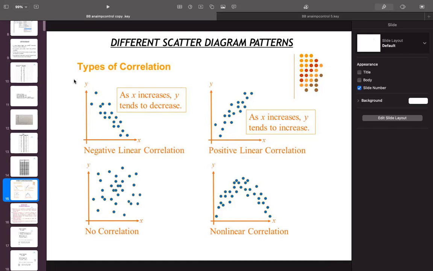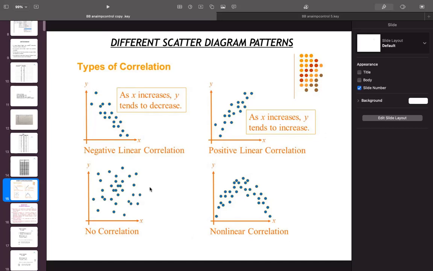If a pattern is similar to the first picture, then it is negative linear correlation. The second one is positive linear correlation. The third one is no correlation. And the last one is non-linear correlation. Non-linear correlation is something where it initially increases, then decreases, or initially decreases, then increases.